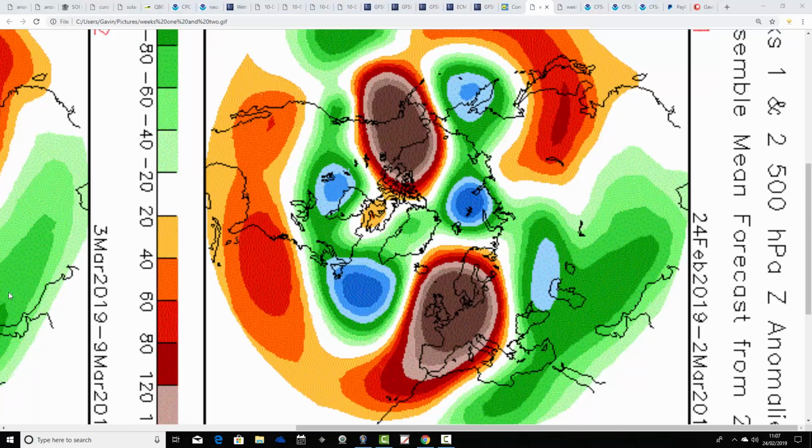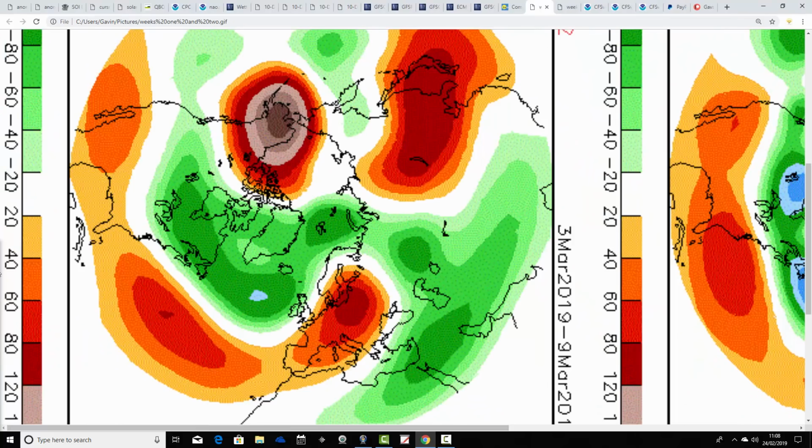CFS V2 looking like this finally. So these are the 500 millibar heights broken down to week periods. The first week period takes us from the 24th of February to the 2nd of March. The coming week we'll have high pressure dominating the weather, sitting over the UK. Low pressure is in the Atlantic. Jet stream is in that sort of position, so it's going to be dry and warm in the days ahead.